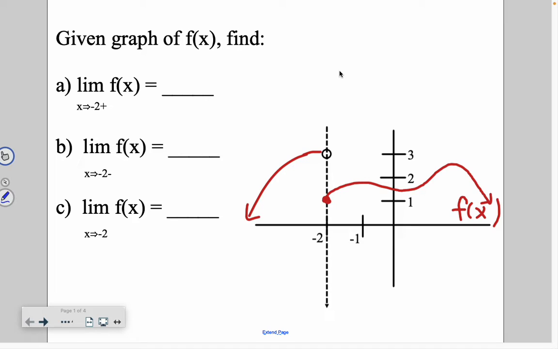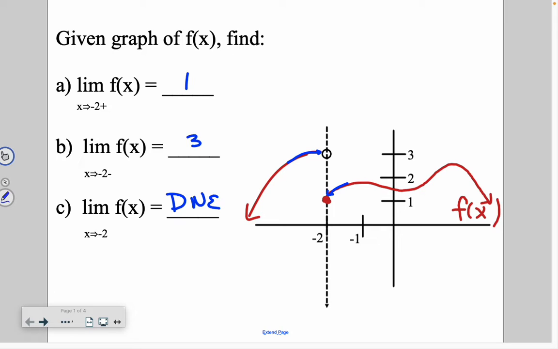First off, what is the limit as x is approaching -2 from the right? Yeah, we're coming from the right. That means we are approaching that y value. We're approaching 1. Okay? What if we are approaching from the left? Coming from the left, we're approaching a y value of 3, which means, what's the limit? Does not exist, because we're not approaching the same value from both sides. So the limit at -2 does not exist.